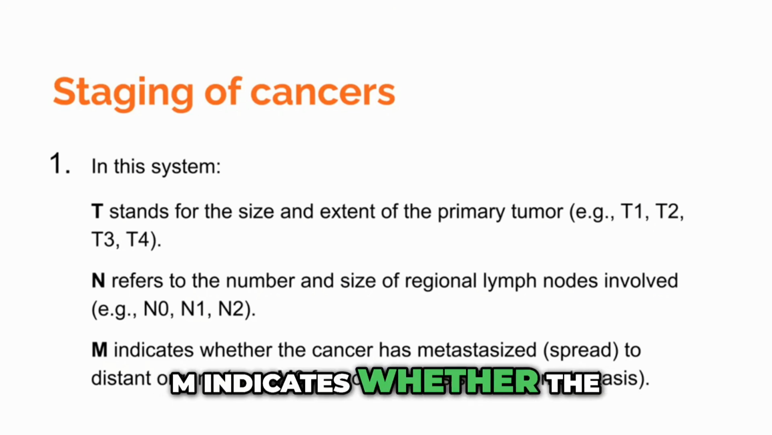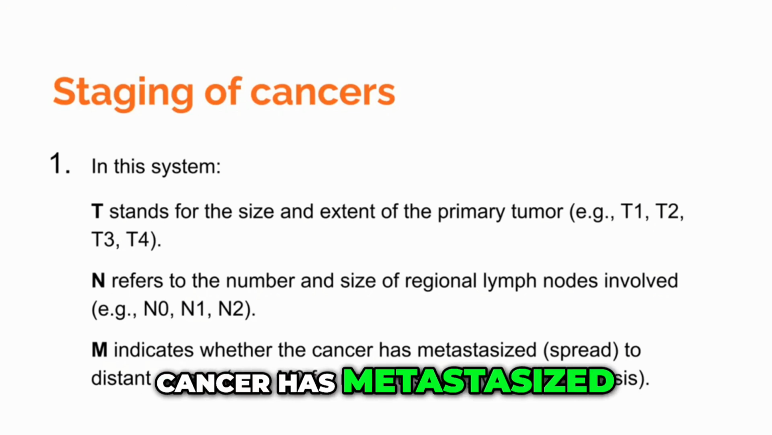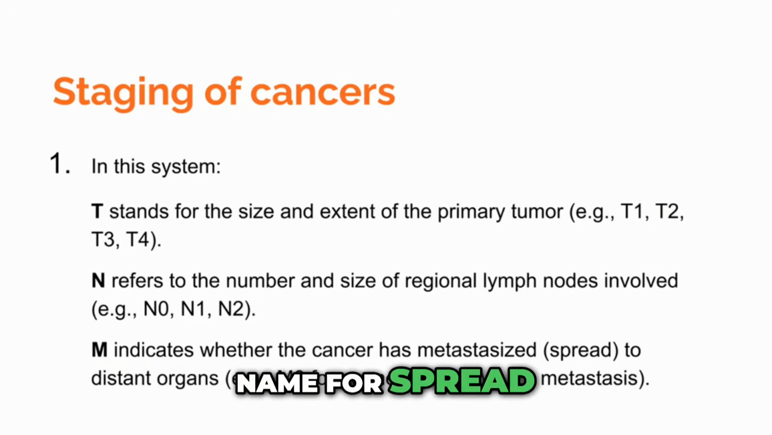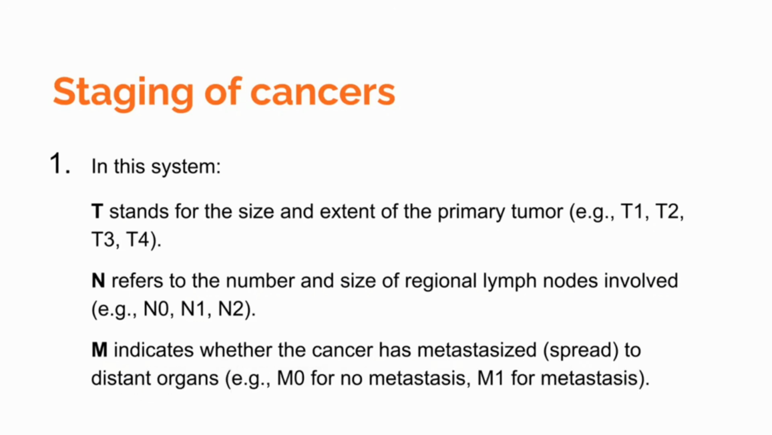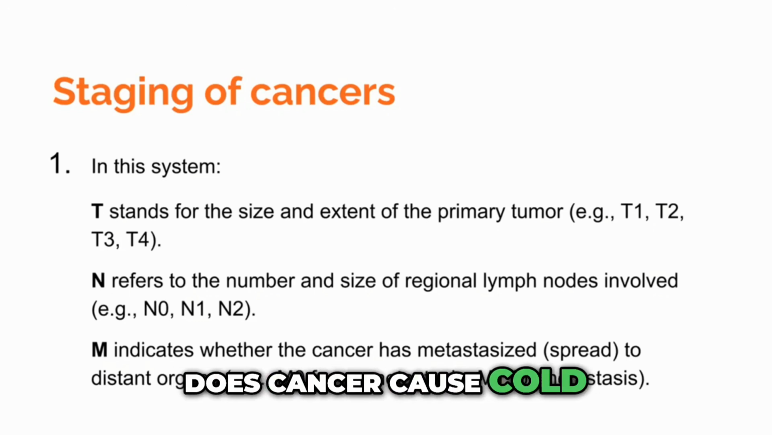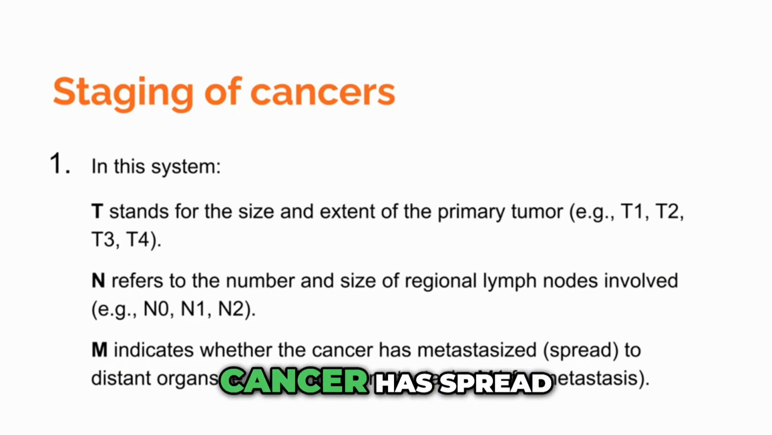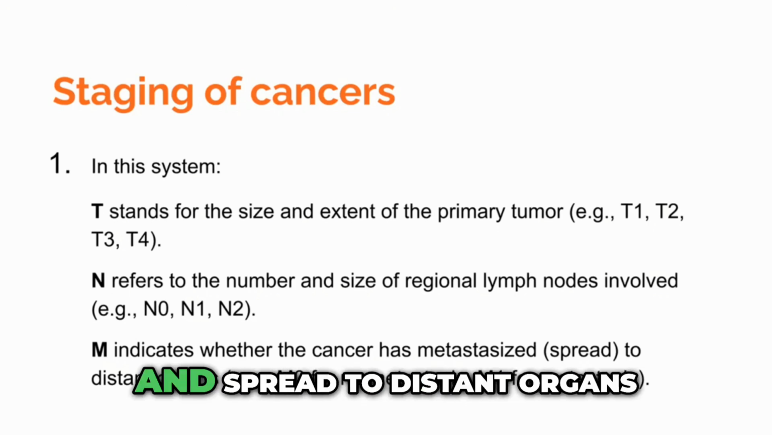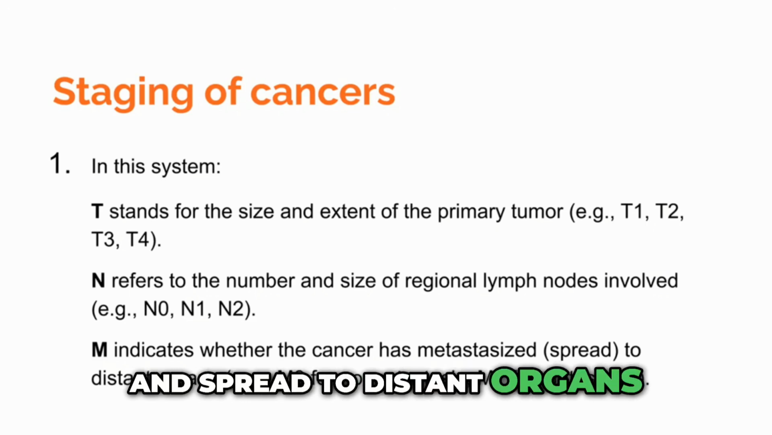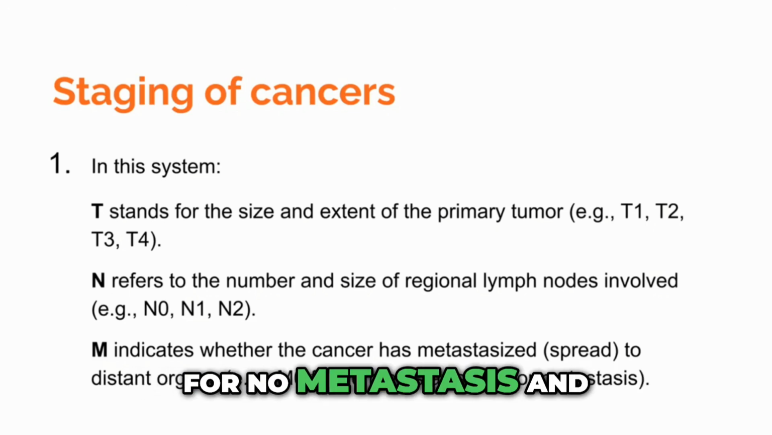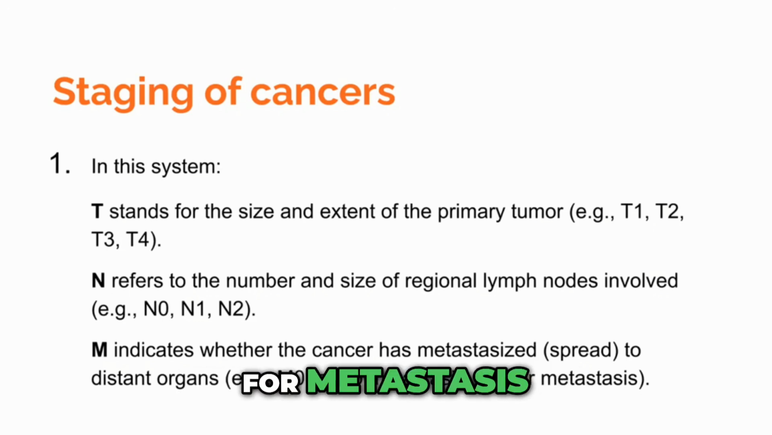M indicates whether the cancer has metastasized, right? Metastasize is another name for spread. Someone says, Miss, does cancer cause cold hands and cold feet? It can, depending on the type of cancer. So the M indicates whether the cancer has spread to distant organs. Then they have M0 for no metastasis, and M1 for metastasis.